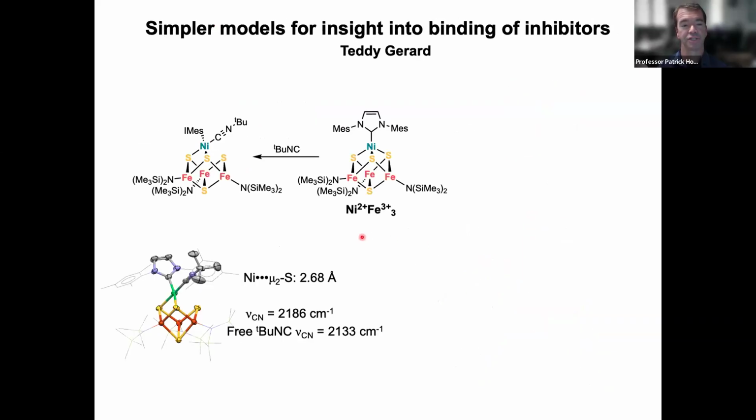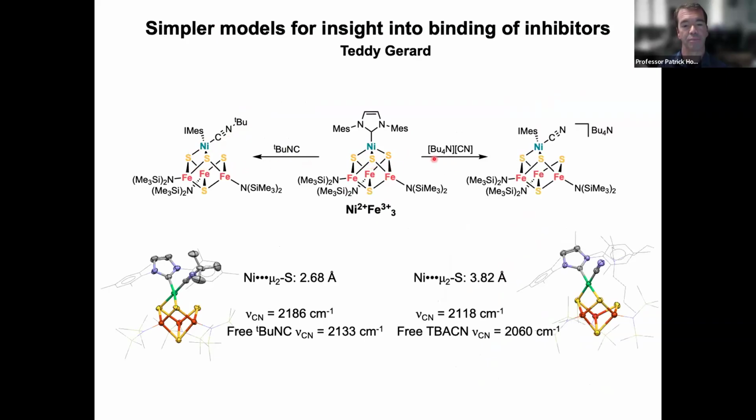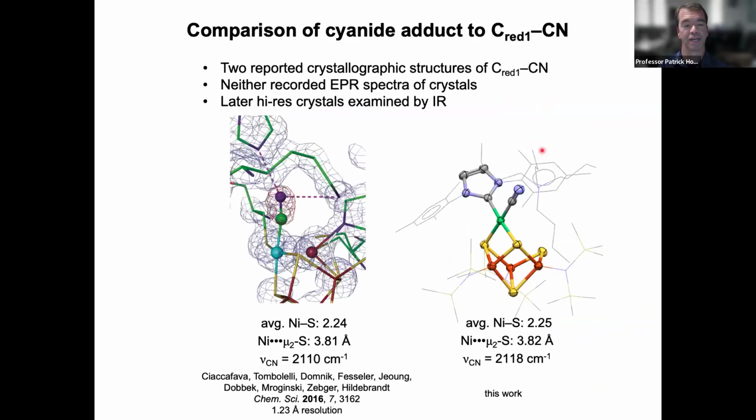Teddy's gone on to study this in some simpler clusters that don't have the dangling iron on these, and he finds that t-butyl isocyanide also will bind to this at the nickel site. And more excitingly, he's done this with cyanide, which is an inhibitor of the enzyme, and finds that that similarly binds to the nickel to give a square planar site.